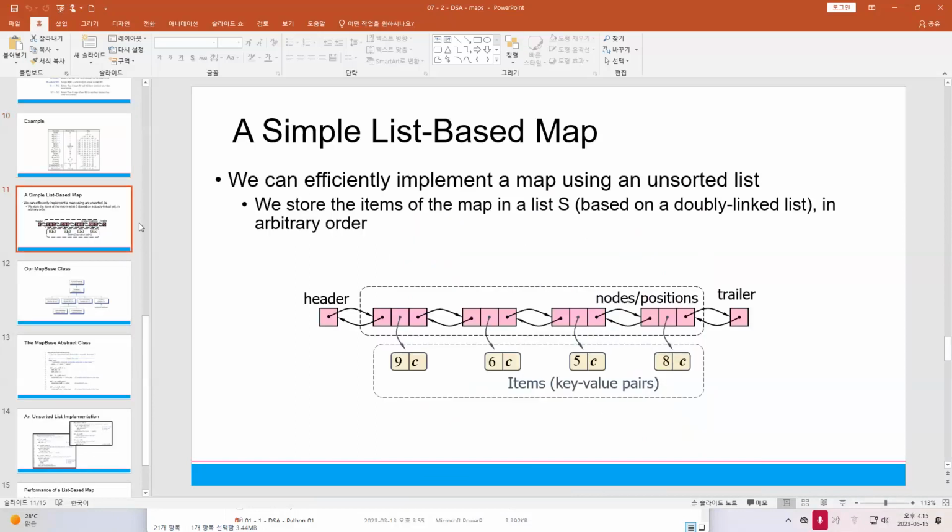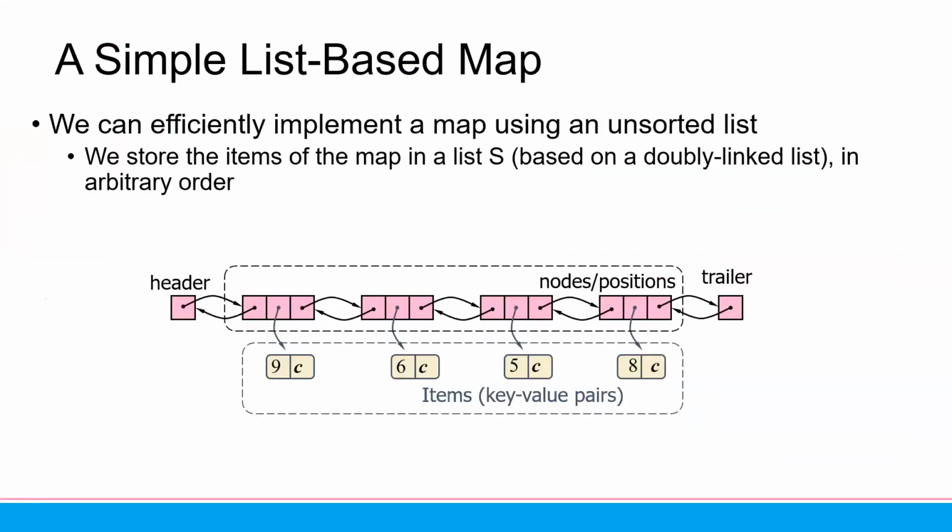Now, if I have a map, we can simply implement the map using the unsorted list. Do you remember what is unsorted? We learned from the priority queue that there can be two kinds of lists. We can sort the list, or we can use the unsorted list.